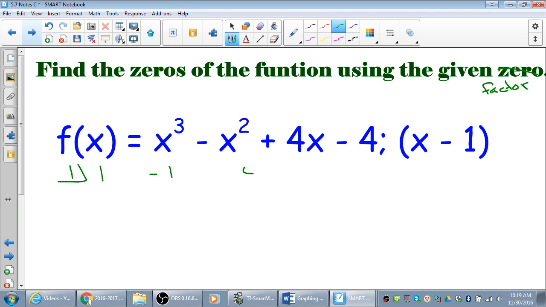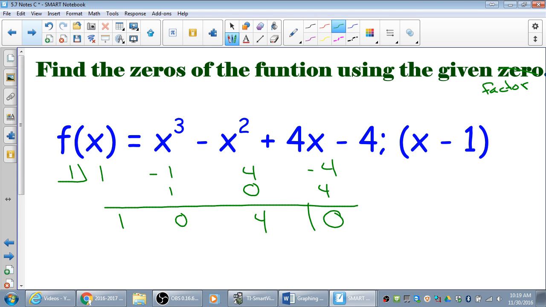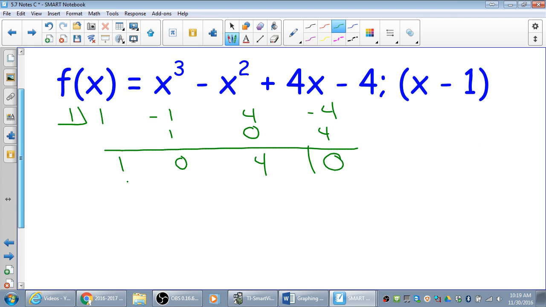1, negative 1, 4, negative 4. 1, 1, 0, 0, 4, 4, boom, 0. We wanted that to be 0. We're left with x squared plus 4, and we want that to be 0. There's the x squared, that's the x, that's the constant. We minus 4, square root both sides on this, so x is plus or minus 2i. We know what the square root of 4 is, it's 2, but since it's negative, that makes that number imaginary.